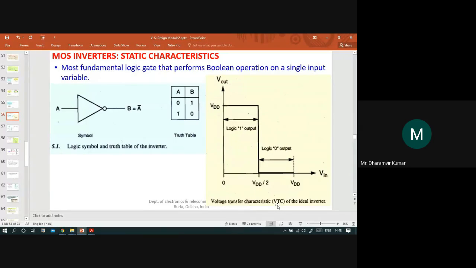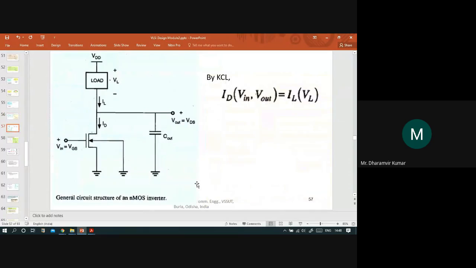So this is the VTC of the ideal inverter. No doubt this is the case when the inverter is assumed to be an ideal inverter or ideal circuit. But in reality, in practice, you will never see this kind of structure for a practical inverter. Although the practical inverter will behave like this, very close to this, it will not be an exact replica of this. This is the case when the inverter is assumed to be an ideal one.